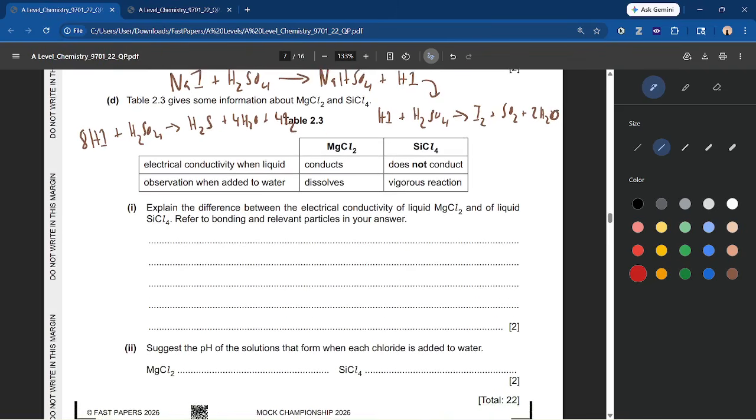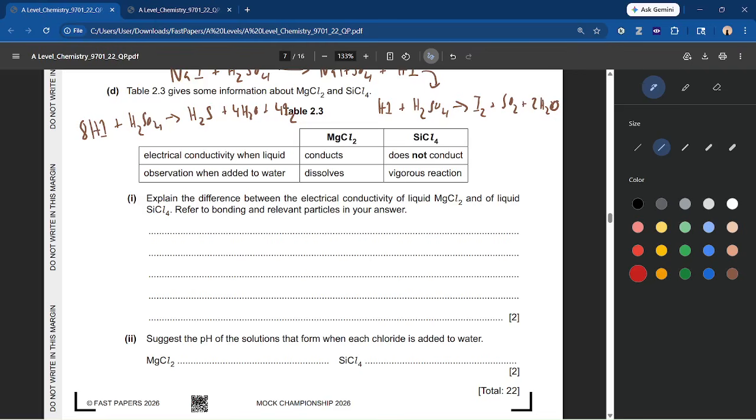Table 2.3 gives some information about magnesium chloride and silicon chloride. So magnesium chloride conducts electricity when dissolved in water, and it conducts electricity when liquid. Silicon chloride does not conduct electricity when liquid, and it has a vigorous reaction when added to water. So now they're saying explain the difference between the electrical conductivity of liquid magnesium chloride and of liquid silicon chloride.